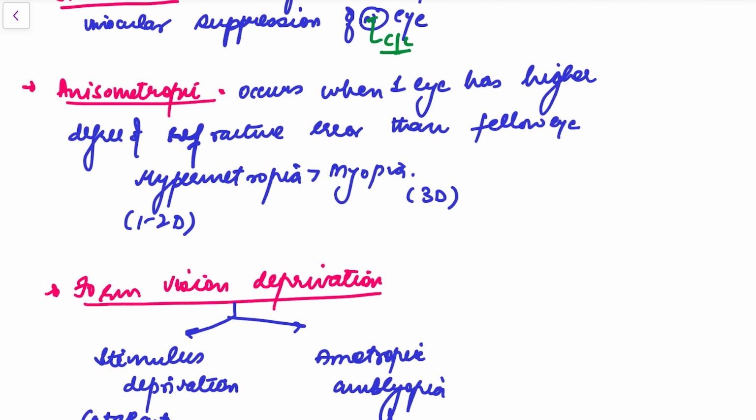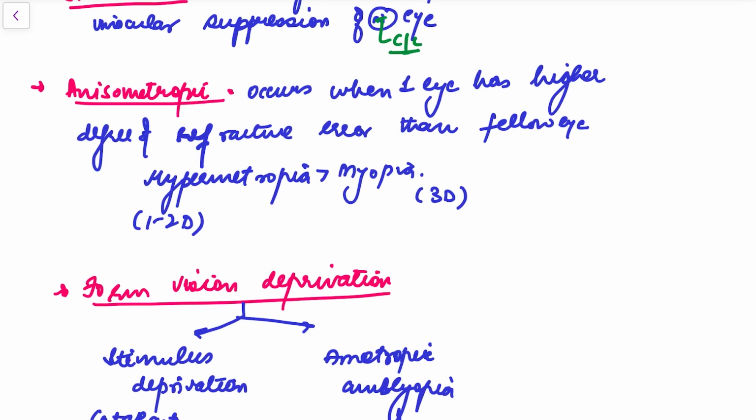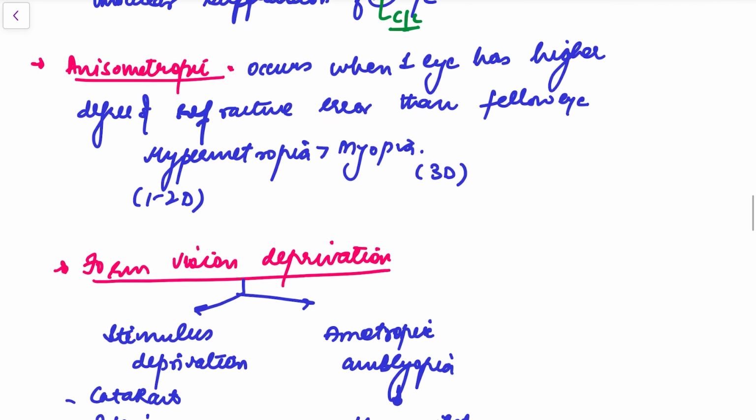Now the anisometropic amblyopia. In this anisometropic amblyopia, one of the eyes has a higher refractive error than the fellow eye.